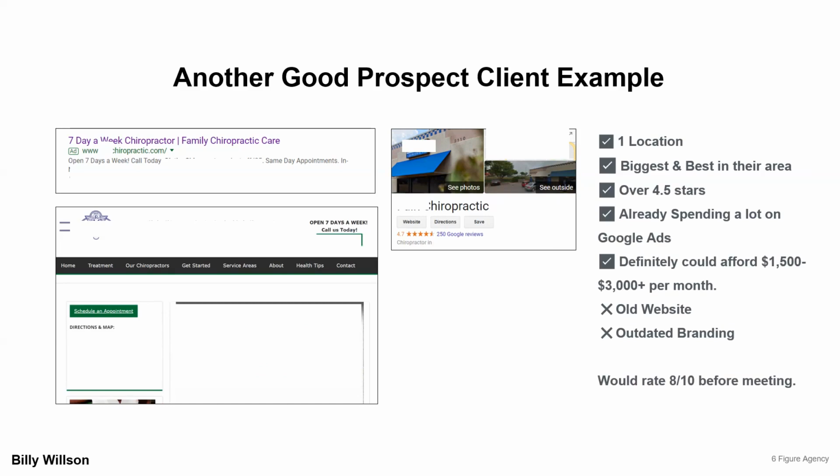And another good prospect client example is this one location chiropractic place. They're the biggest and best in their area, so I could tell that by the number of reviews they had and how high the reviews were, and the fact that they had not just one chiropractor, they had probably 5 to 10 chiropractors at this single location.